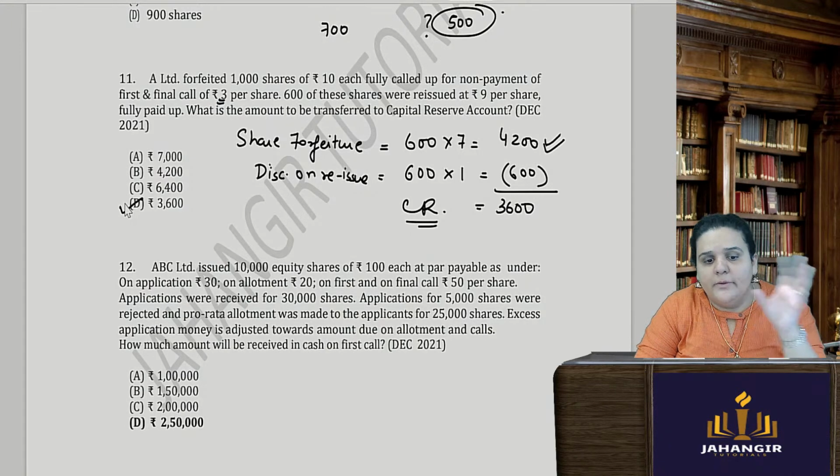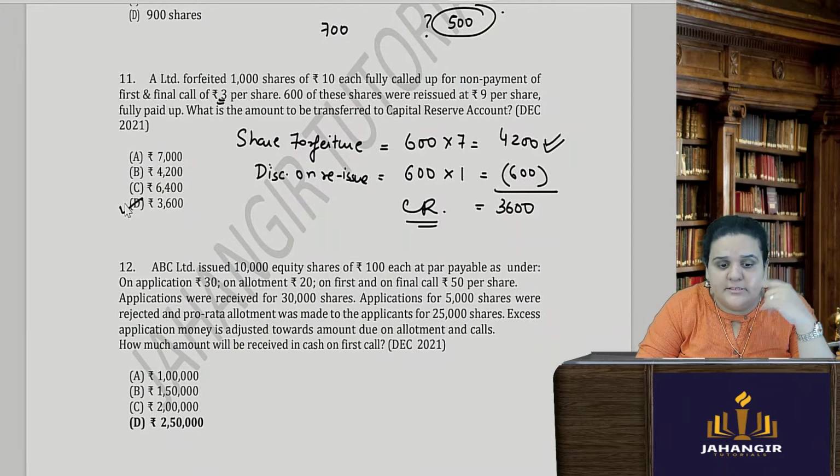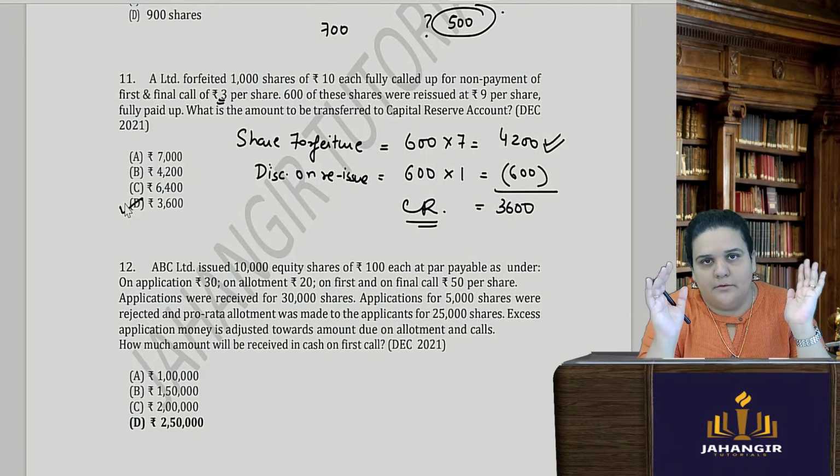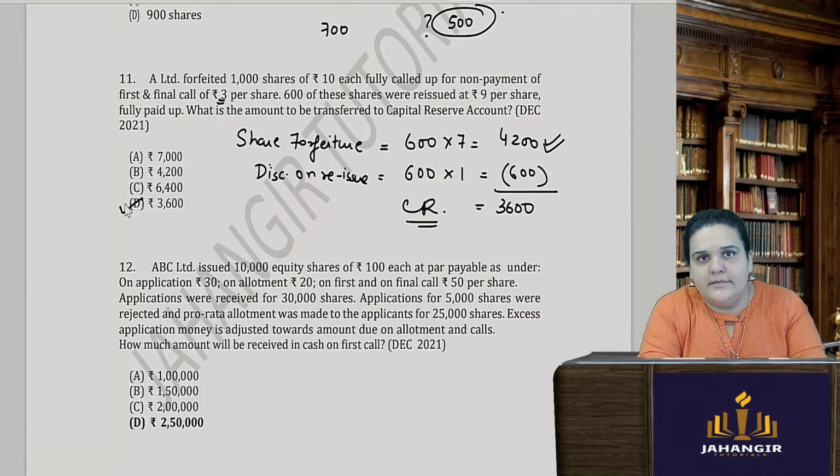Okay. I'm not doing the working of the full 1000. I explained this in the previous sum also, otherwise again I'll have to do pro rata. I'm just doing the working directly of 600. You do not have to pass journal entries here, so you can do the working directly with the 600 shares.